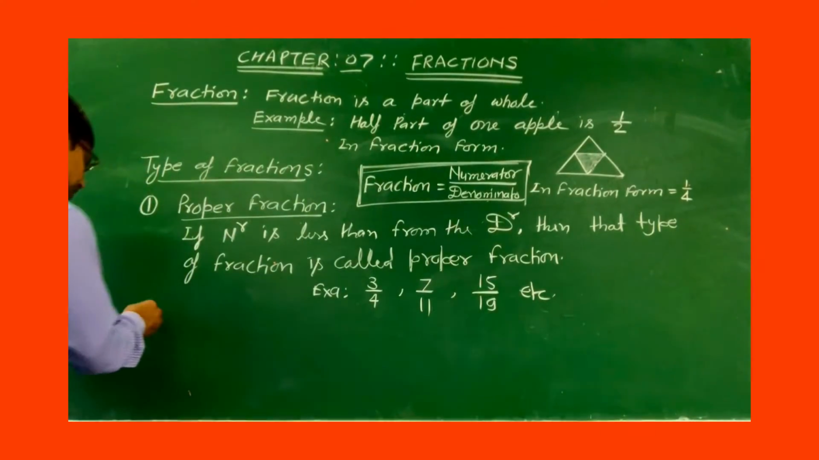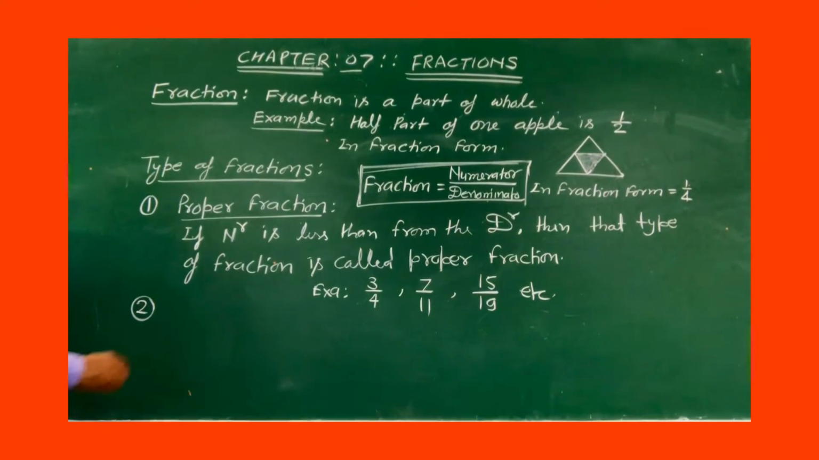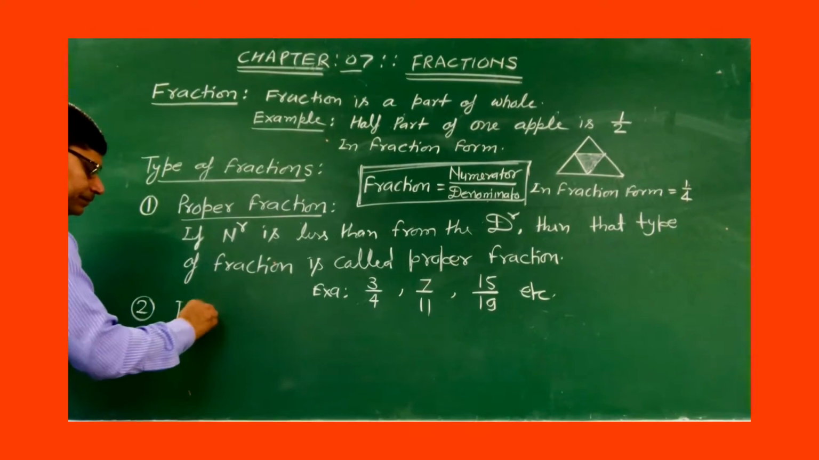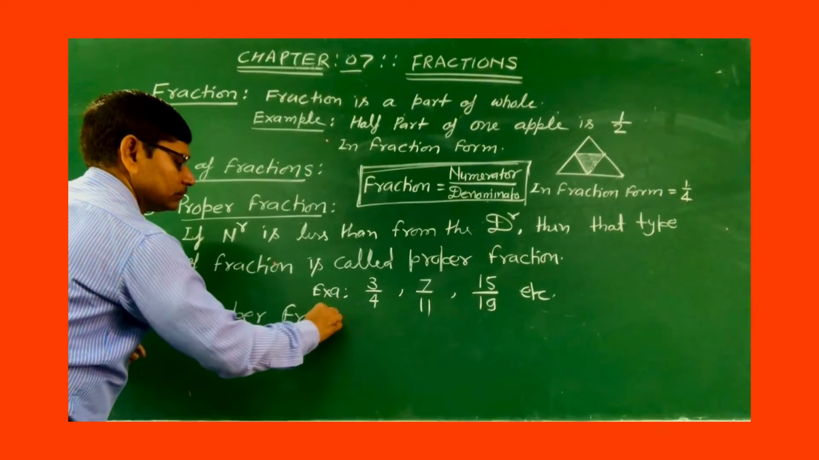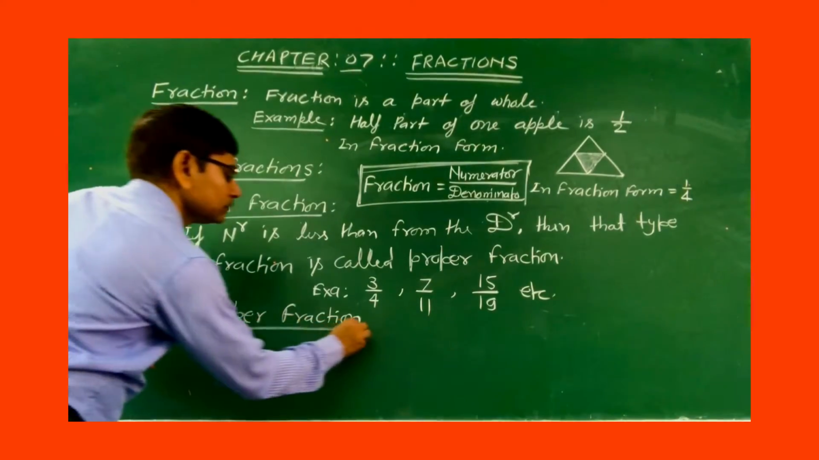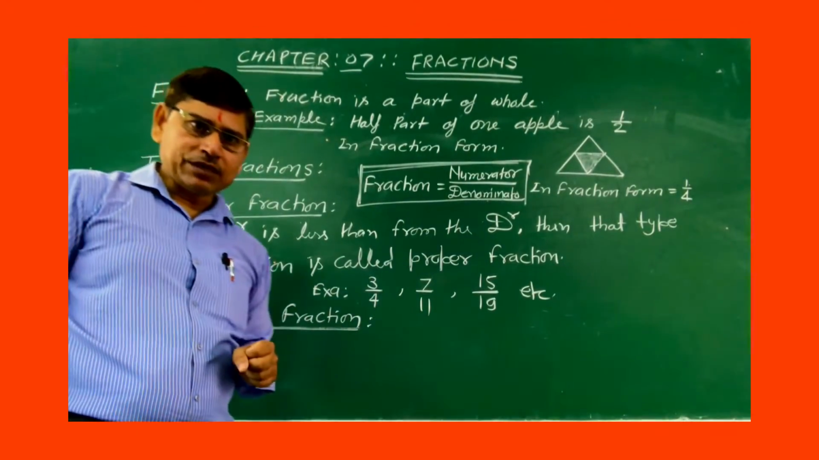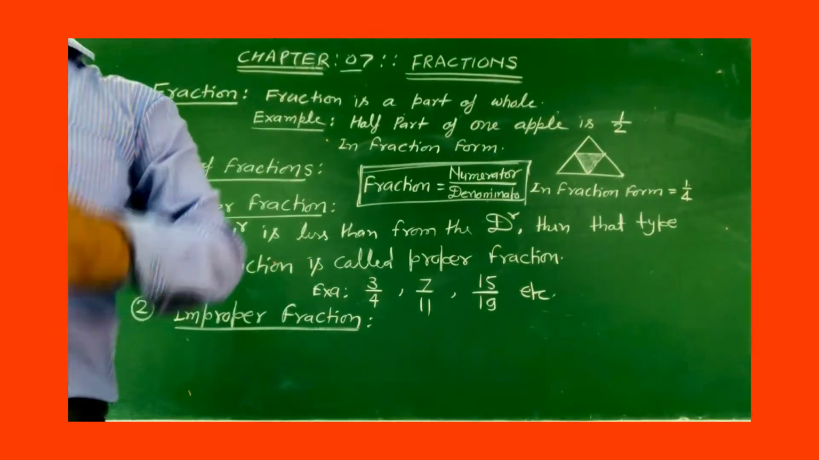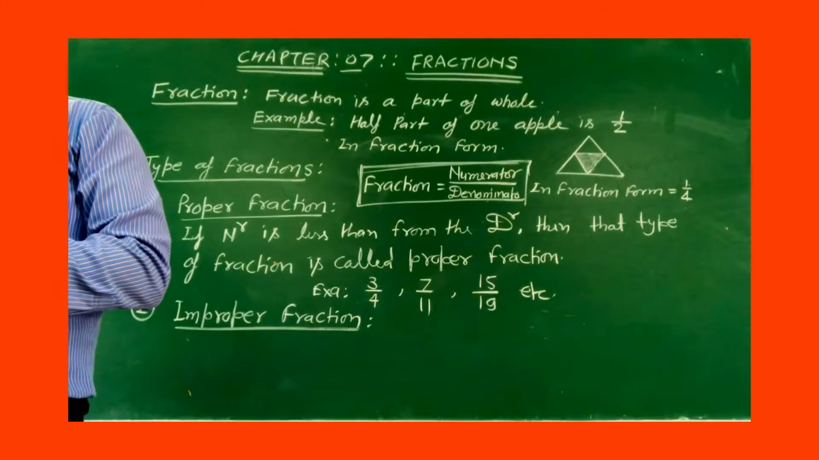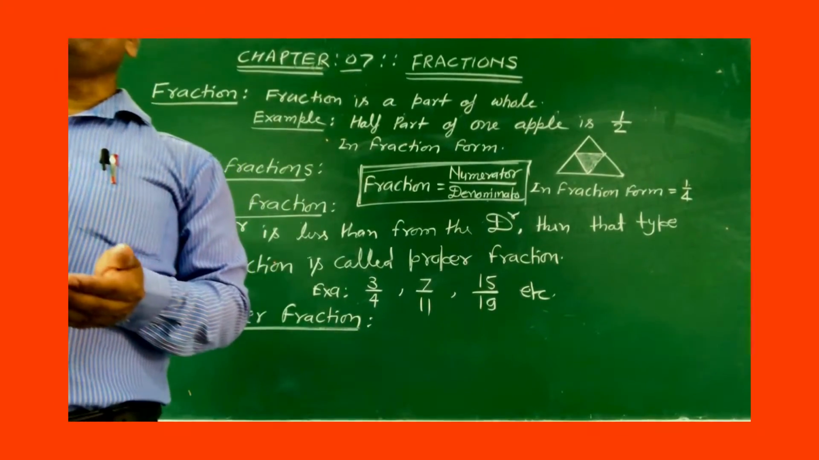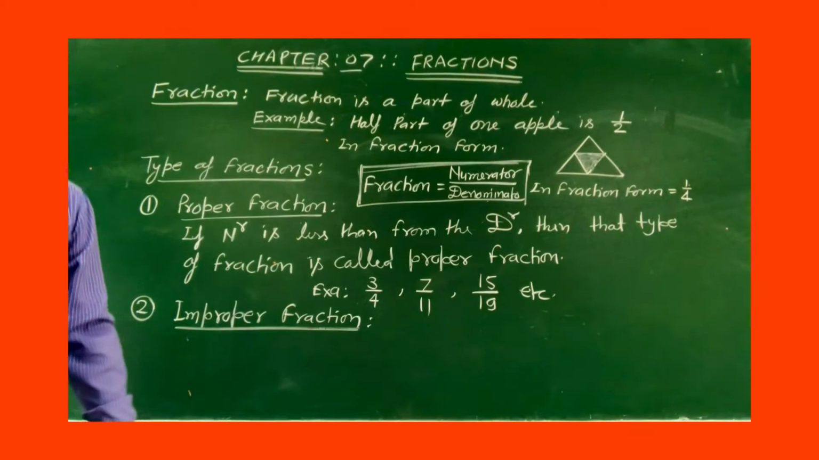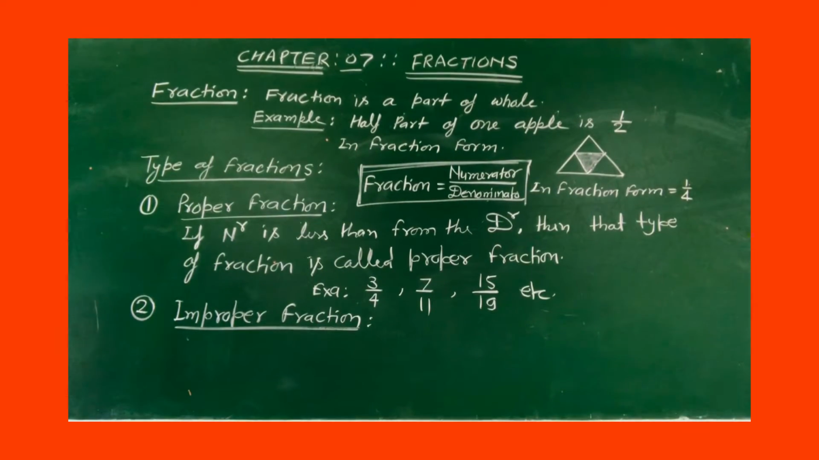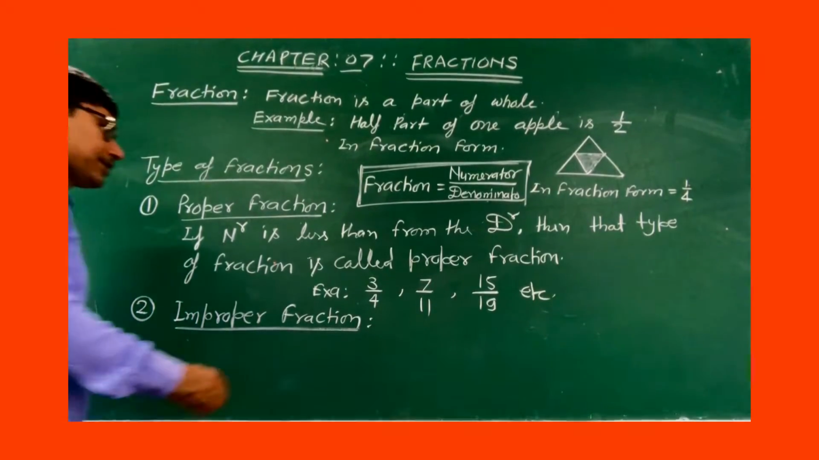Now the second one is mixed fraction, improper fraction. Improper fraction and mixed fraction and like fraction and unlike fraction. So dear, what is the improper fraction? If numerator is greater than the denominator, or if denominator is less than the numerator, then that type of fraction is called improper fraction.